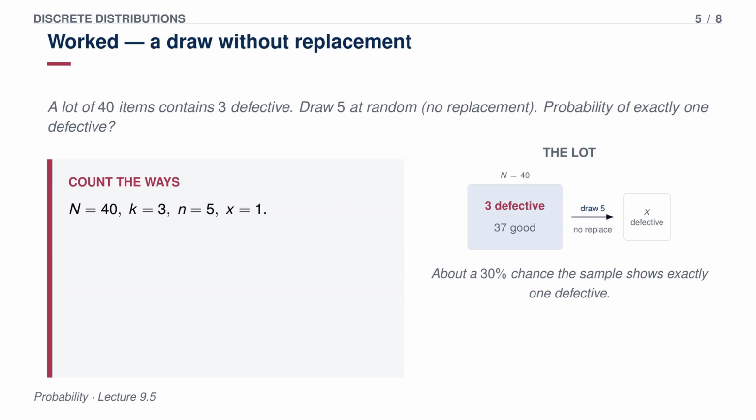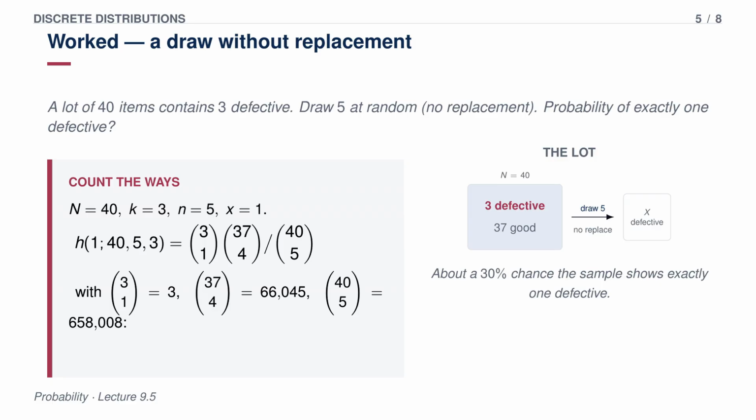Here's the classic. A lot of 40 items has 3 defective ones. You draw 5 at random, no replacement. What's the chance of exactly 1 defective? So N is 40, K is 3, n is 5, and x is 1. Set it up. h of 1 is 3 choose 1 times 37 choose 4 over 40 choose 5.